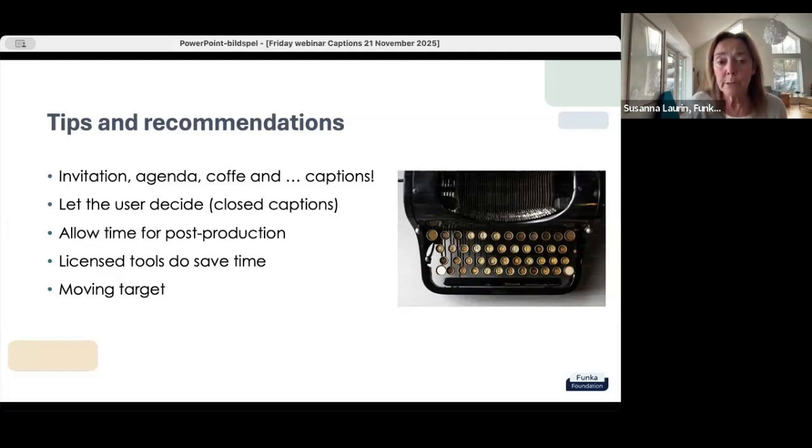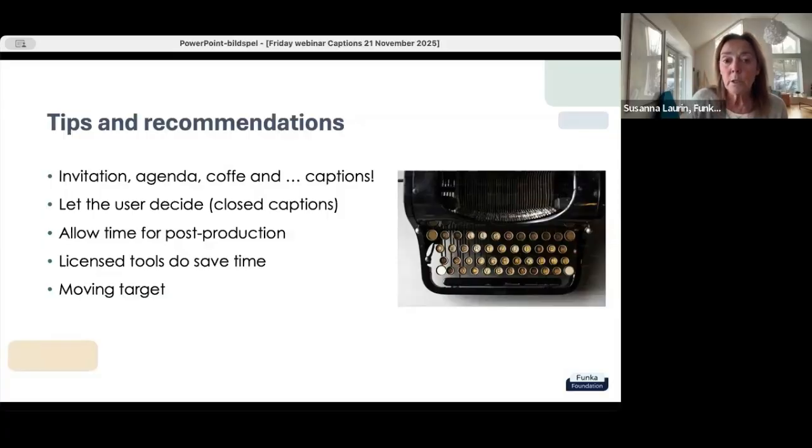If you have the possibility to allow time for post-production, then you can make sure that the captions become even better, no matter if the first batch was auto-captioned or live. Live captionists can also make mistakes, of course, or difficult names that are not obvious how they are spelled, and abbreviations and all of that. You can fix that afterwards.